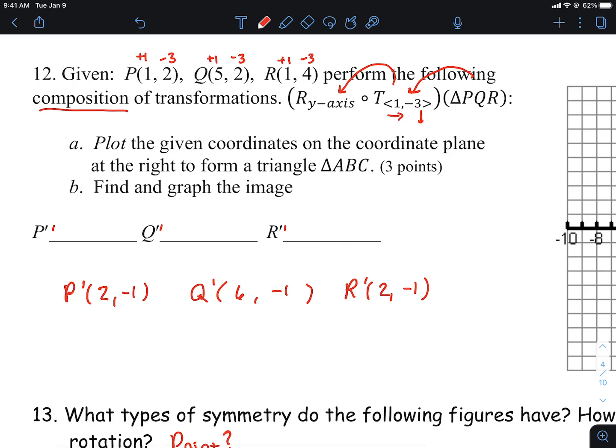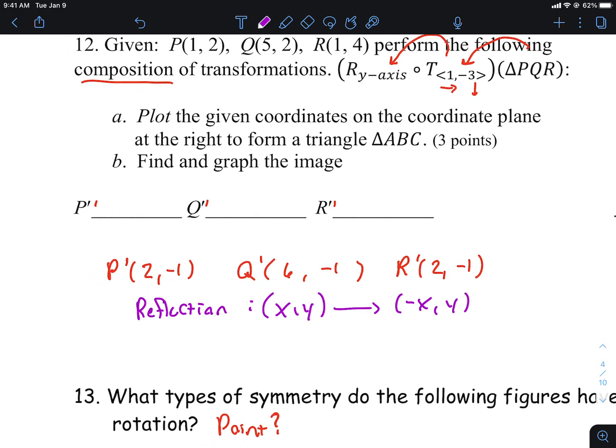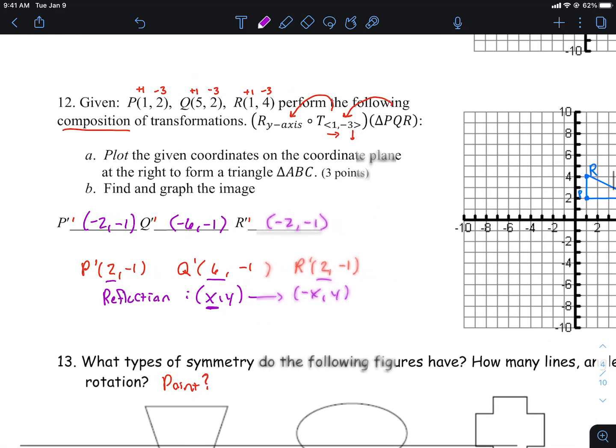Okay, and then after you do that, we'll do the reflection across the y-axis. Reflection across the y-axis, that rule tells us x comma y needs to change to negative x and then y. Okay, so we're going to take those points. Basically, we need to change the original x sign right here. So that's going to be all of these guys here. So this final answer, this P double prime, will be negative 2, negative 1, negative 6, negative 1, and negative 2, negative 1. So let's go ahead and plot those, see what that looks like here.